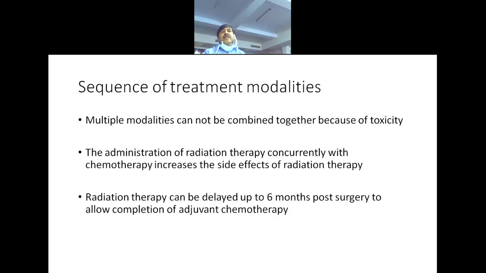Now, treatment of breast cancer is multimodality, meaning surgery, radiotherapy, chemotherapy, hormone therapy, and monoclonal antibodies. So, can we combine all these modalities together? Can we start chemotherapy while we are doing surgery? No, this is not possible. Treatment has to be sequential.